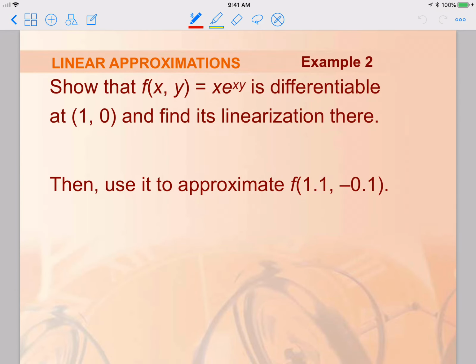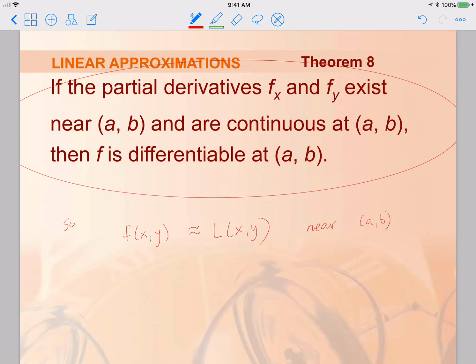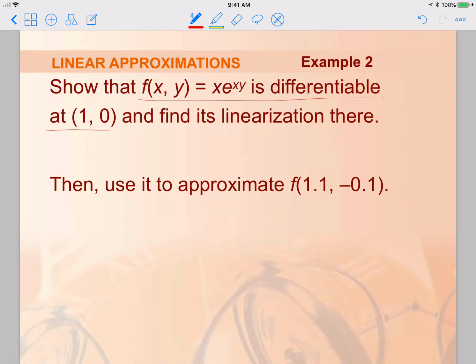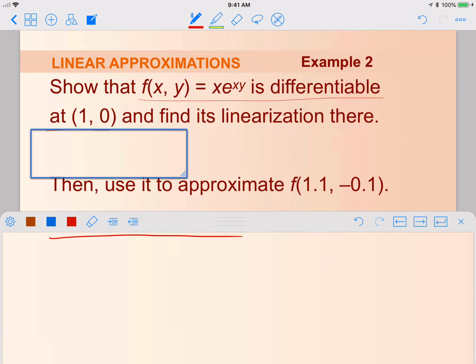So let's do an example just to solidify these ideas. We're supposed to show that f of x y equals x e to the x y is differentiable at 1, 0. So let's do that first. The way we're going to show it's differentiable is we're going to use theorem 8. So we're going to find those partials, show that they exist near 1, 0, and show that they are continuous at 1, 0. So I need the partial with respect to x of f.